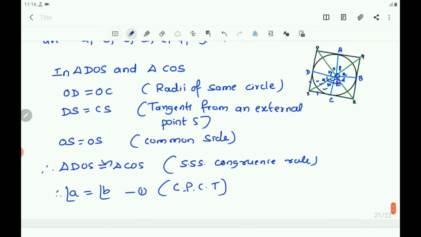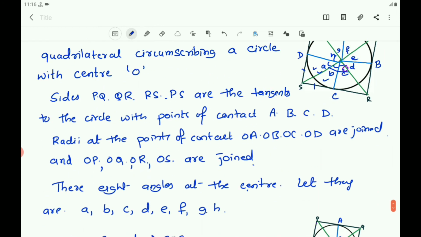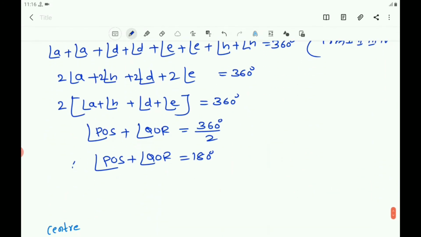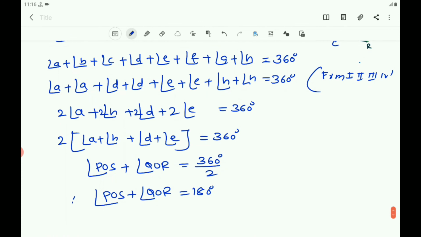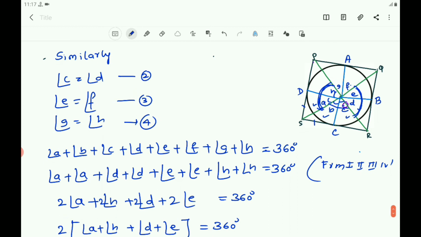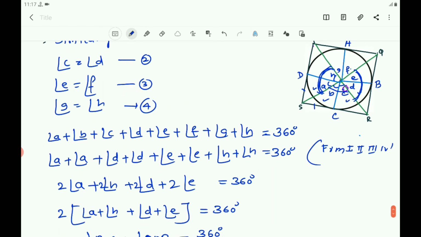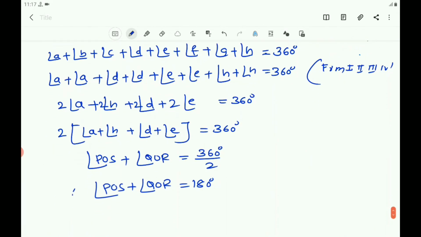So you got that the opposite sides of a quadrilateral circumscribing a circle subtend supplementary angles at the center of the circle. As the sum of angle POS and angle QOR is equal to 180 degrees, they are supplementary and they are the angles made by the opposite sides of the quadrilateral ABCD. Here angle POS is made by PS and angle QOR is made by QR. They are the opposite sides.